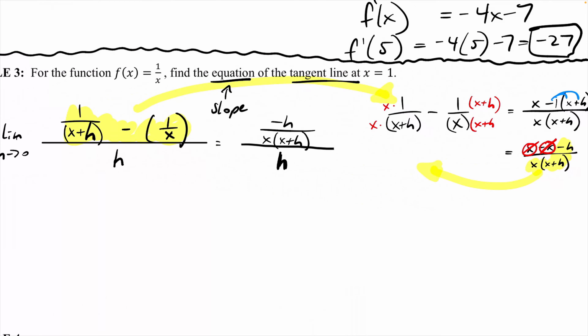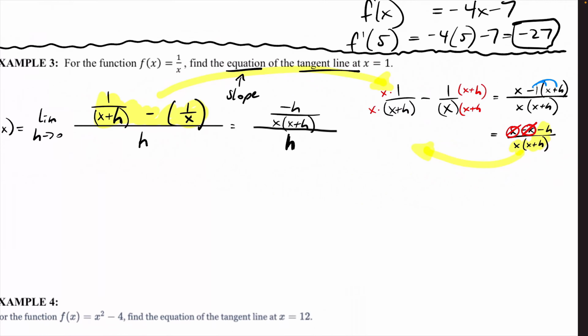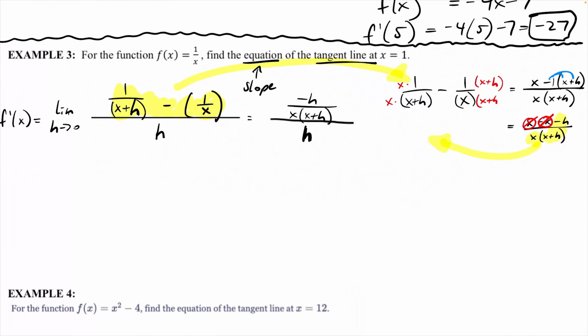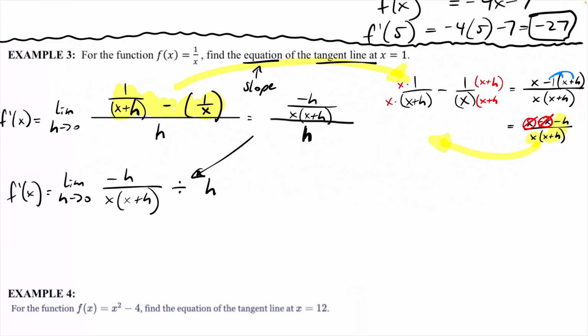Okay? Well, it's a division problem, right? Division means we can write it a little differently. Division means we can write it like this. Negative h over x, x plus h, right? Divided by h. Instead of writing it as a fraction, we can write it with a division symbol.